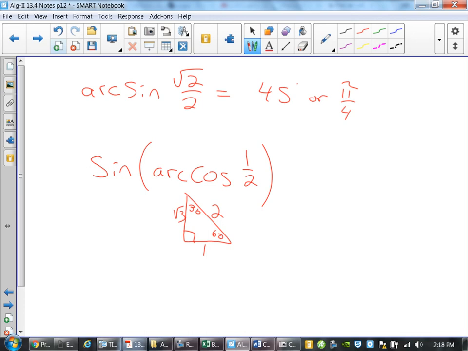Which angle has the cosine of a half? 60. What's the sine of 60? Root 3 over 2. Yeah. Working inside out. What angle has the cosine of a half? What's that angle's sine?